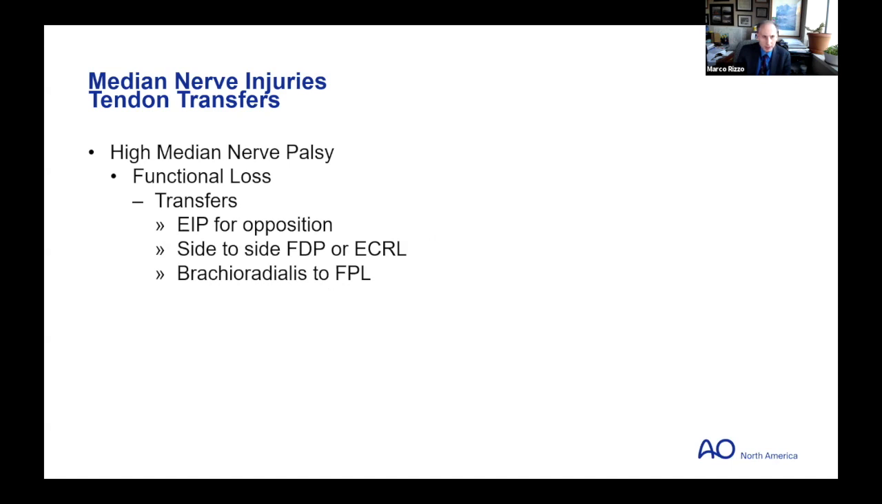And if I can't do that, then the ECRL. And for the FPL, I'll do the BR to FPL transfer.